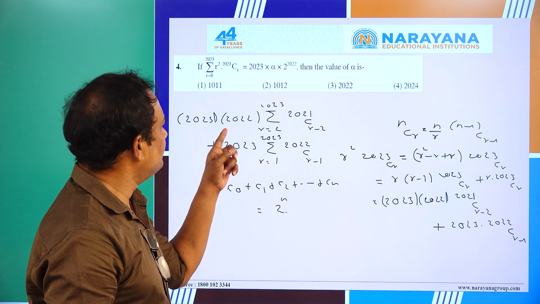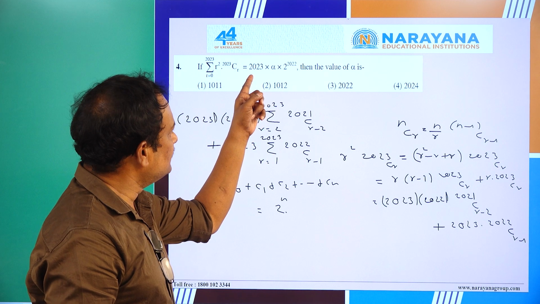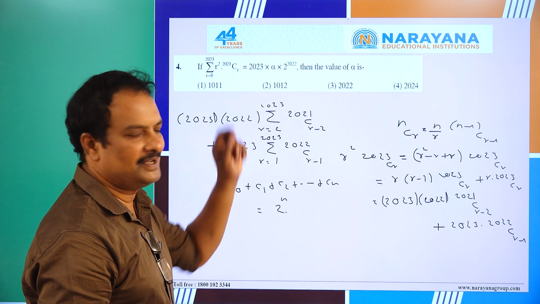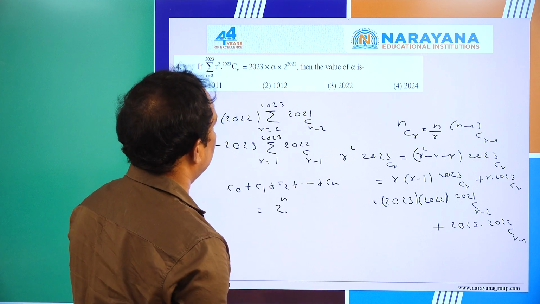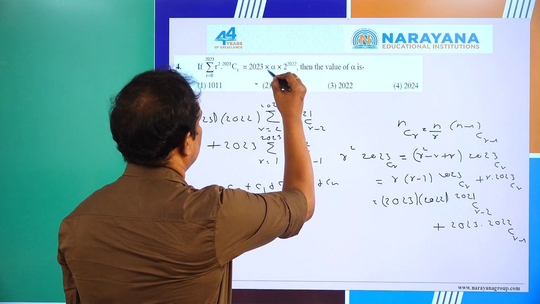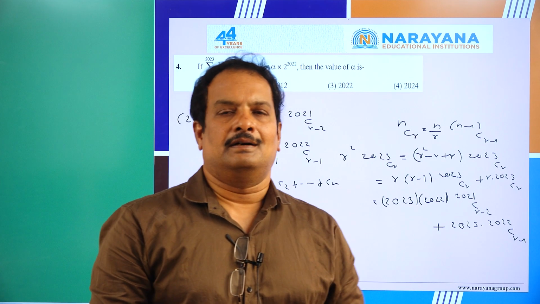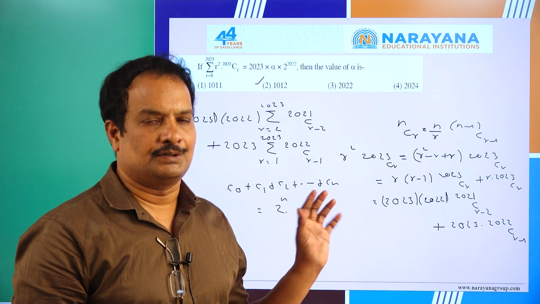So when you apply this one, finally taking the 2023 common and simplifying this one, this is the value you are going to have, that is 1012. So that is the value you are going to have there. Please go through this one.